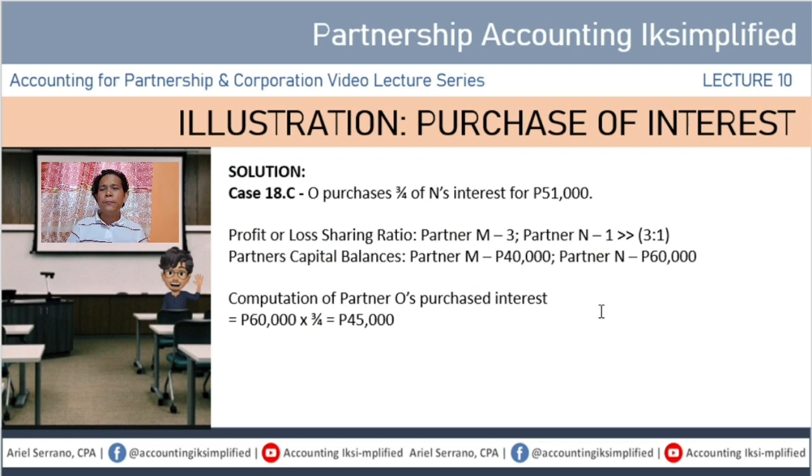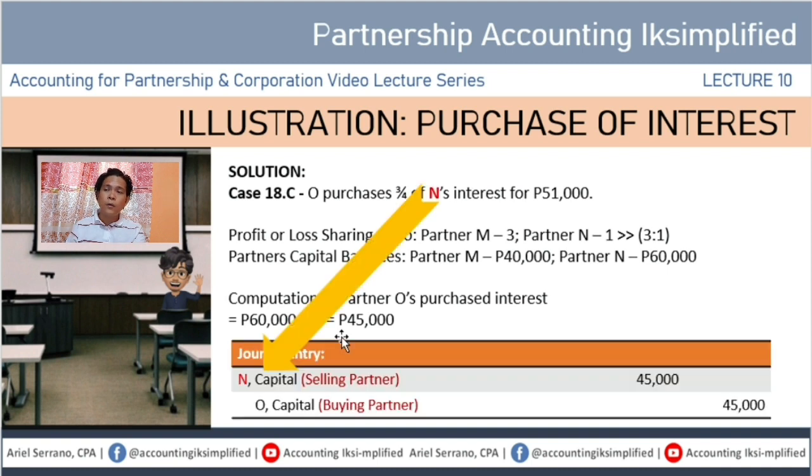In this case, si partner N naman yung pinagbibilhan ng 3/4 ng kanyang interest for 51,000. And remember, yung kanyang interest before admission of partner O ay 60,000, which is this one. So, papaano natin kukumputin yung biniling interest? Simply, 60,000 times 3/4. Okay? Which is 75% nung 60,000 mo, and that is 45,000. Sa lagay na ito, medyo lugi si incoming partner or si partner O, kasi 51,000 yung binayaran niya, ang credit lang sa kanya ay 45,000.